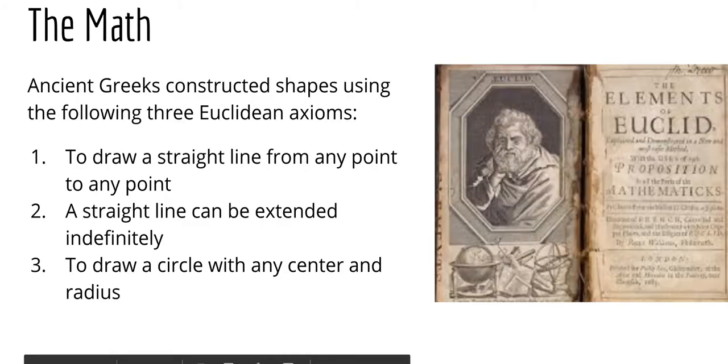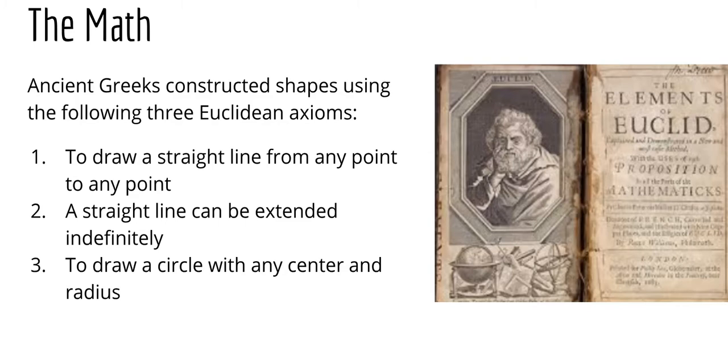So, getting to the heart of it all with Euclid's Elements, there are three axioms that are really guiding our work right now. The first is that we can draw a straight line from any point to any point. And that's something that students kind of intuitively think about. Yeah, I can connect any two points I want with a line. Second is a straight line can be extended indefinitely.